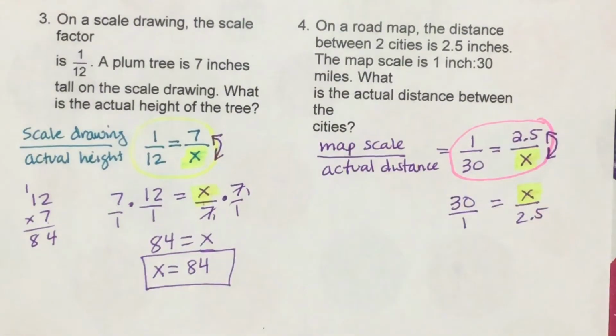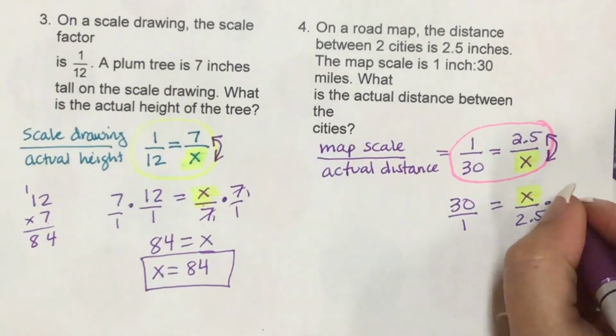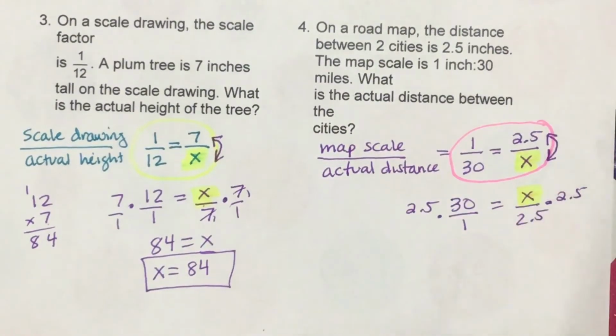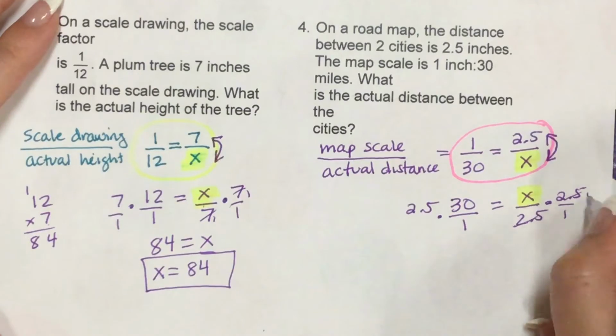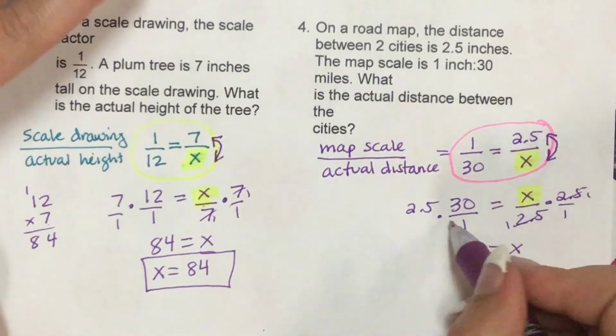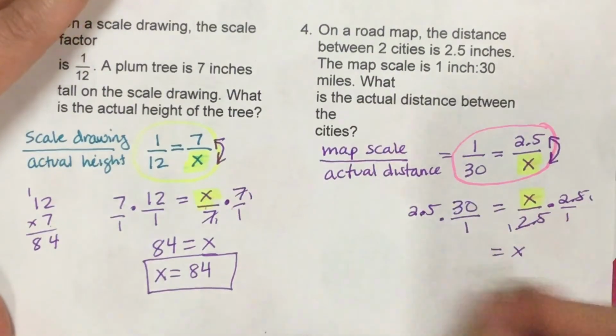So now x is on the top, and we can figure out what it is. We need to get x by itself. Right now, it is divided by 2.5, so we have to do the inverse operation of division, which would be multiplication. We're going to multiply both sides by 2.5. These 2.5s cancel out and become 1. 1 times x is x. We have x by itself. Now we just need to go 2.5 times 30.